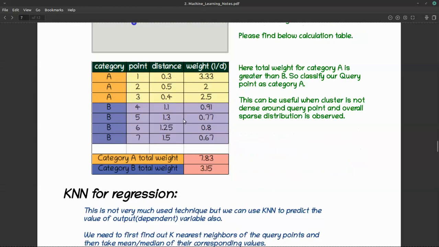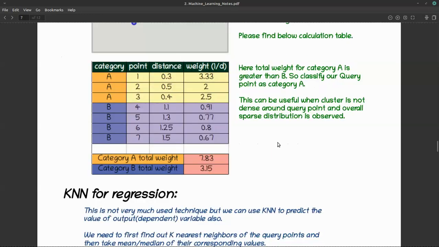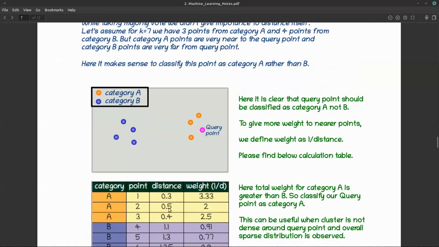If you follow these two strategies, minimum sum of distance, or maximum sum of weights, and weight is defined as 1 divided by d, or you can take 1 minus d also, right? But 1 by d makes more sense, right? Any questions, guys, for the weighted KNN? They can ask MCQ, MSQ, or something like that also, right?